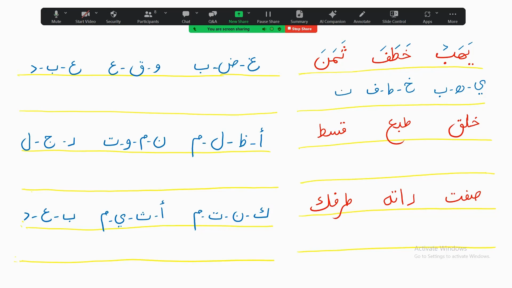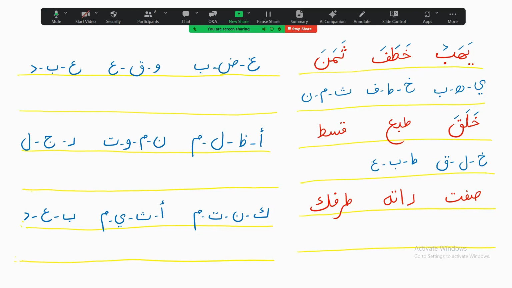The next here is thamana. The next one here is khalaqa. Kha letter, lam letter, and qaf letter. Khalaqa. Okay, so the next one here is ta letter, ba letter, and ain letter.